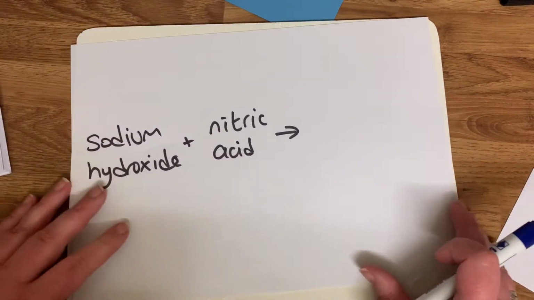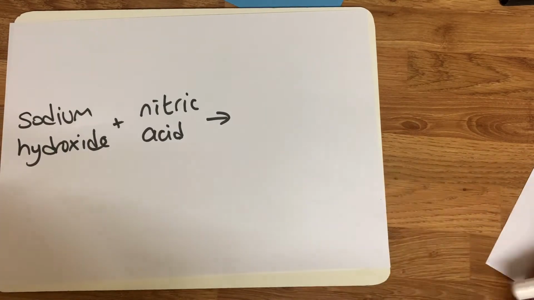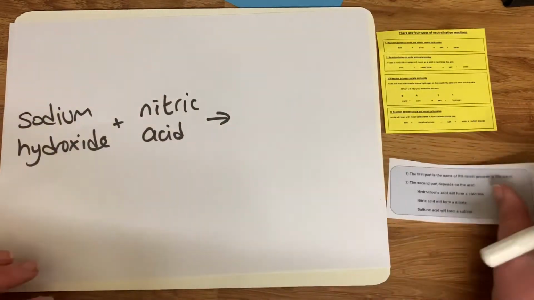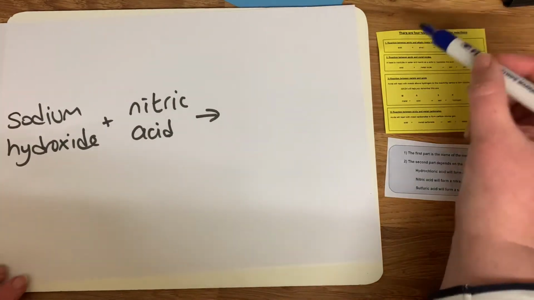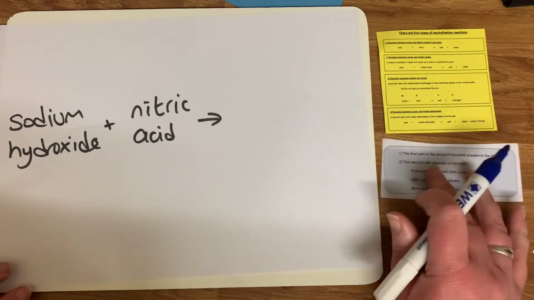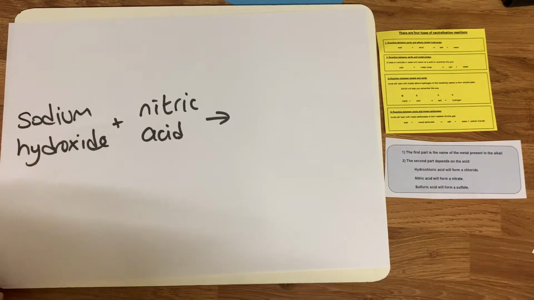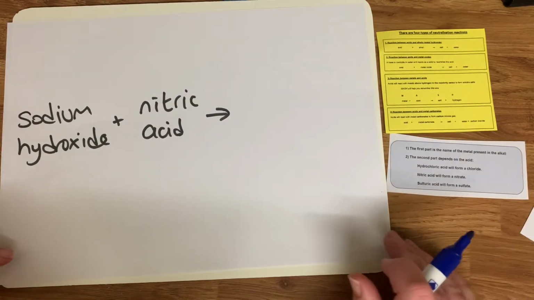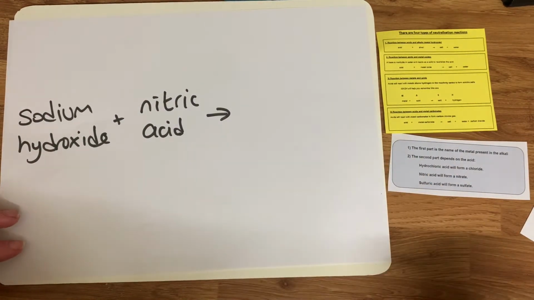So our first one is sodium hydroxide plus nitric acid. Over on the right hand side here, I've got our four equations with what each of them are that we've just gone through, and how to name the salt is here as a reminder. So we need to first decide which equation it is. Is it 1, 2, 3 or 4?